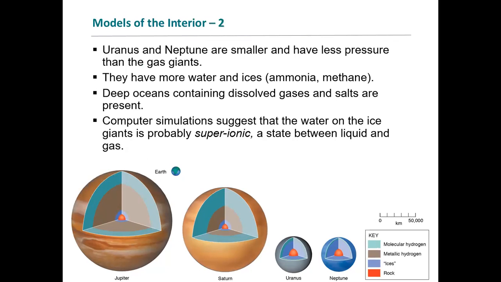Uranus and Neptune are smaller and have less pressure than the gas giants. They have way more water and ices, specifically ammonia and methane. Deep oceans containing dissolved gases and salts are present, and computer simulations suggest that the water on the ice giants is probably superionic, a state between liquid and gas. So they're basically a lot looser packed than water would be. And they're ionic because they actually have broken up into the individual ions that make up the molecules and atoms of the water.